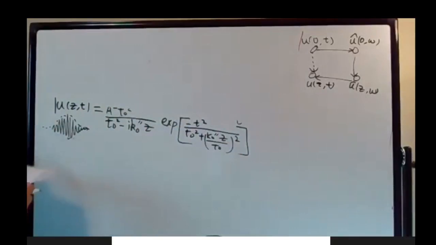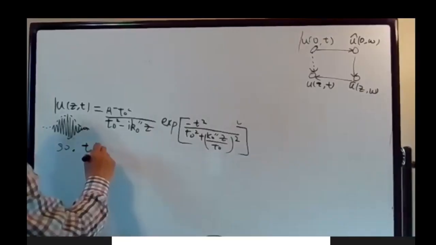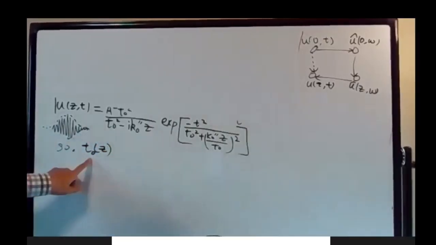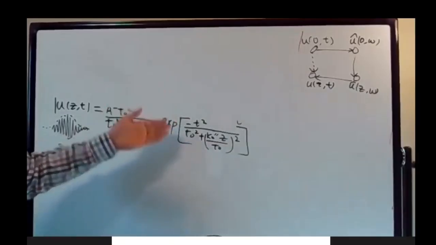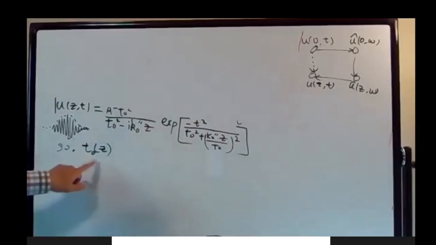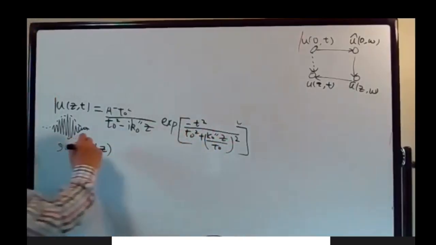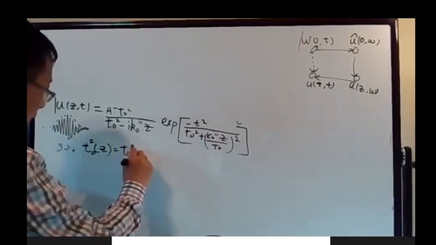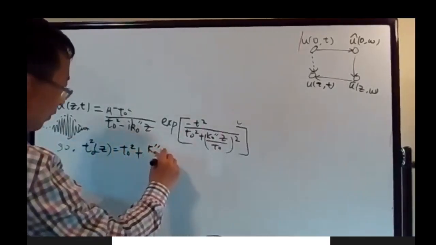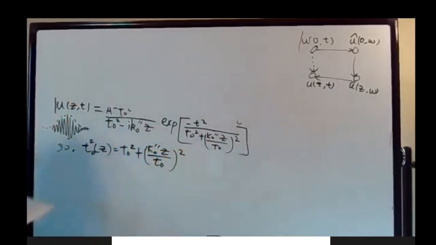Let's now take T₀(z). We have a new T₀. Previously, we had a Gaussian function, exponential of negative t squared over T₀ squared. Now we have T₀(z) instead of T₀ squared, it is now the whole thing. So T₀(z) squared equals T₀ squared plus (k₀'' z over T₀) squared, okay?